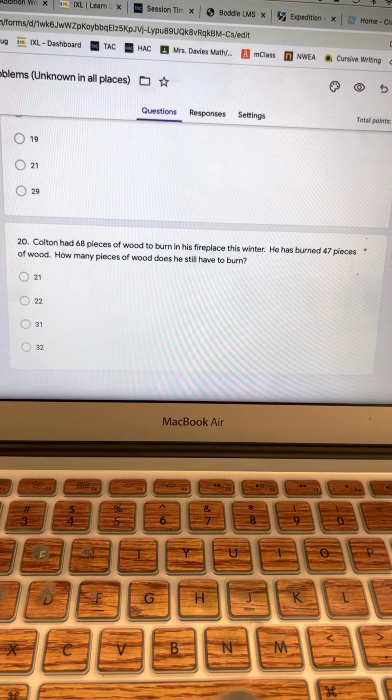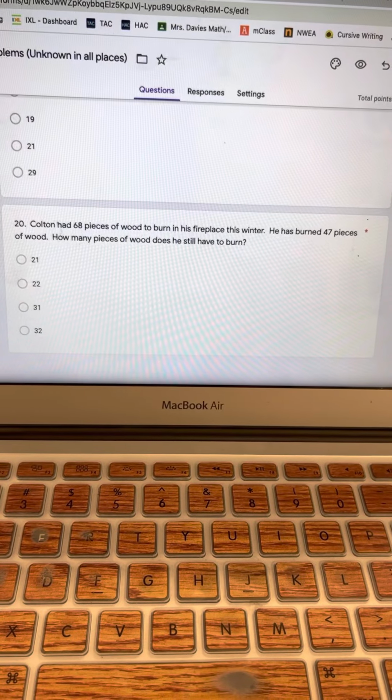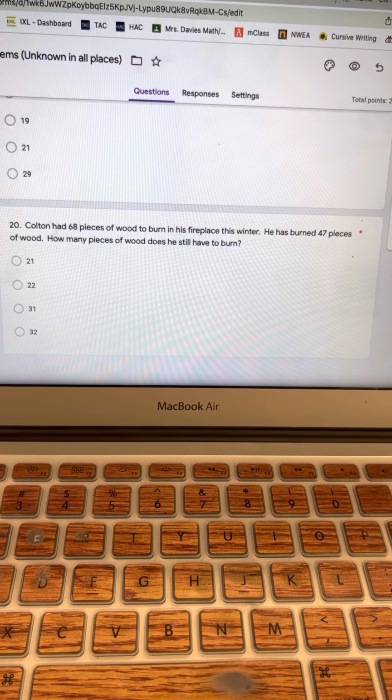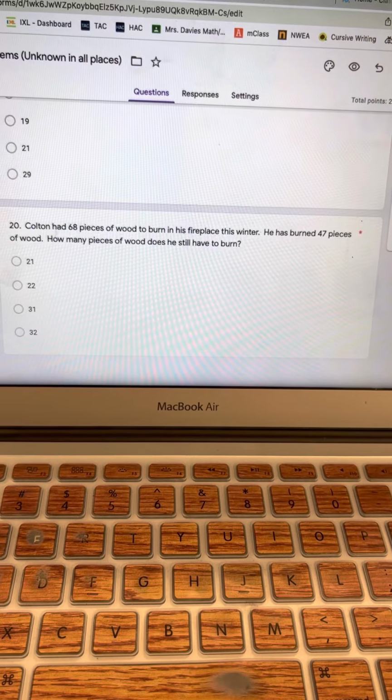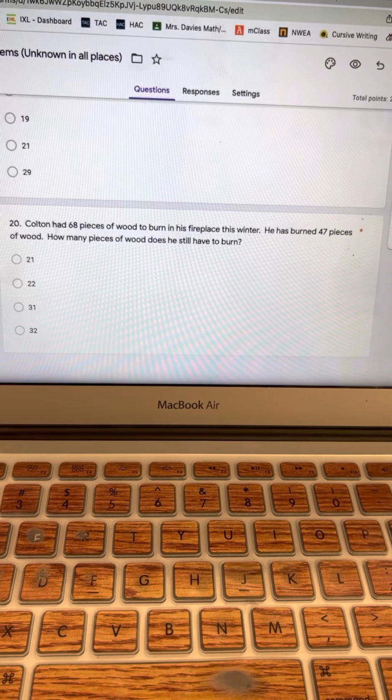And the last one, number 20. Colton had 68 pieces of wood to burn in his fireplace this winter. He has burned 47 pieces of wood. So how many pieces of wood does he still have to burn?